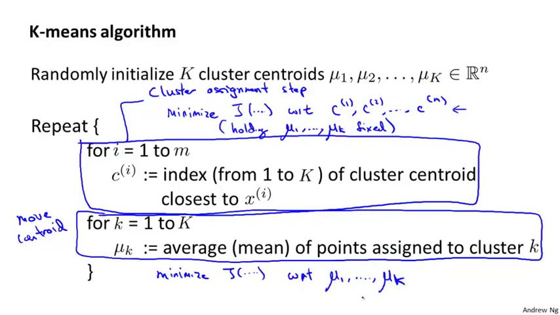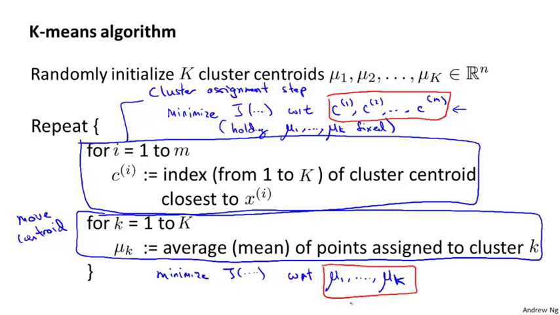So what k-means is really doing is taking the two sets of variables and partitioning them into two halves. You have first the c sets of variables, and then you have the mu sets of variables. And what it does is it first minimizes J with respect to the variable c, and then minimizes J with respect to the variables mu, and then it keeps on iterating. And so that's all that k-means does.